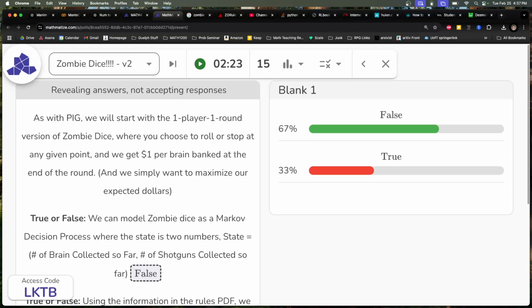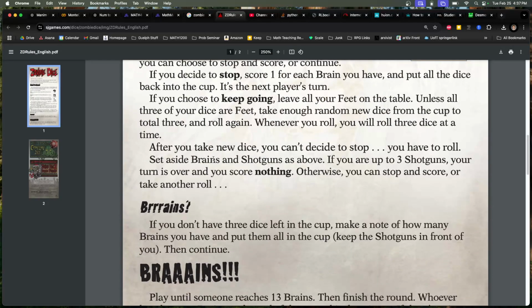Yeah? Since we're not always rolling, since there's a certain number of dice, does that affect it at all? Because if we run out of dice, then we have to stop rolling. That's true. Actually, there's a little thing in the rules that says if you run out of dice, you put them back in, and then you keep rolling. But you still collect. You still collect. So the brains you collect, you write down how many you have, and you put them in here. Actually, I can show you here. Brains? Question mark. If you don't have 3 dice left in the cup, make a note of how many brains you have and put them in the cup. Then continue.